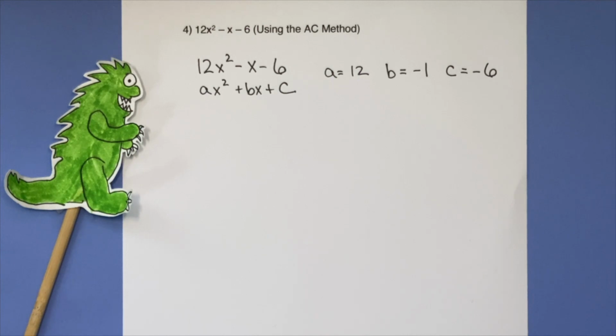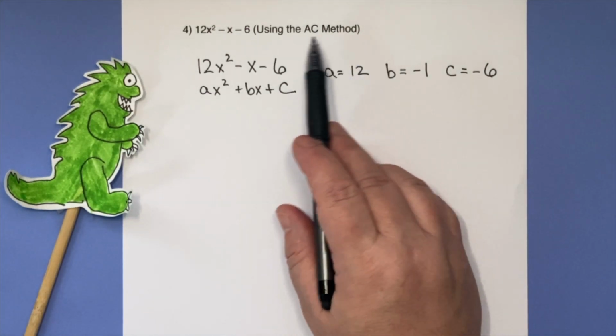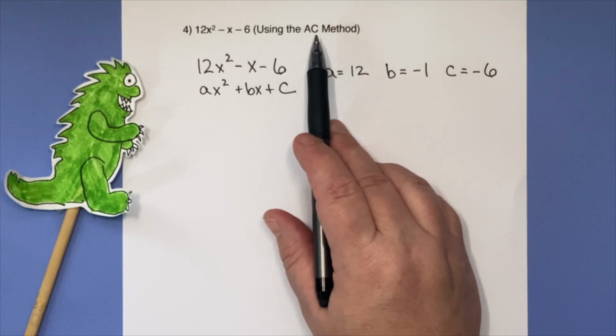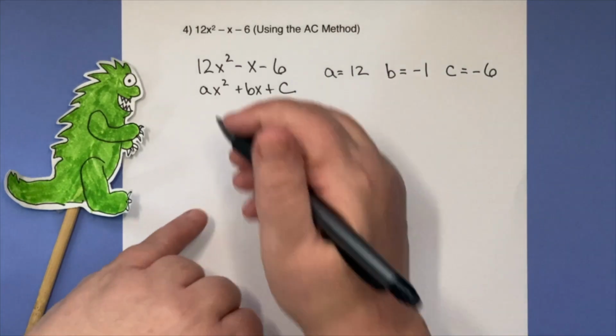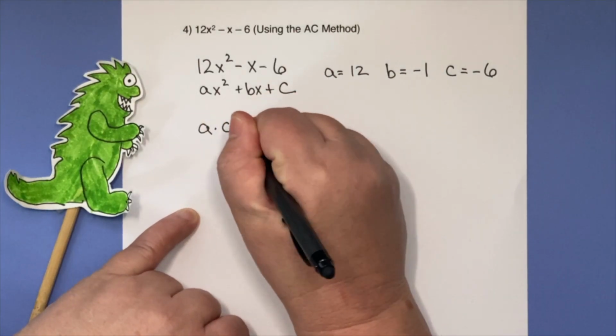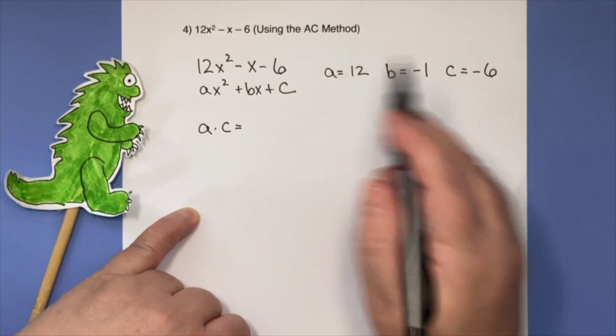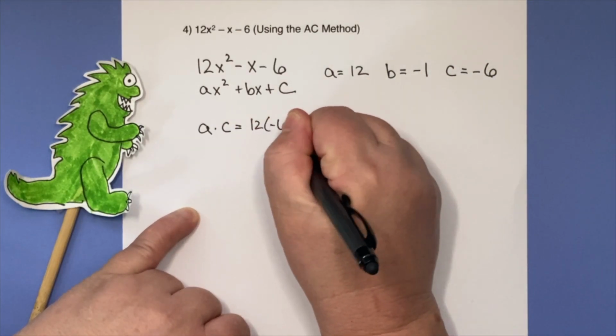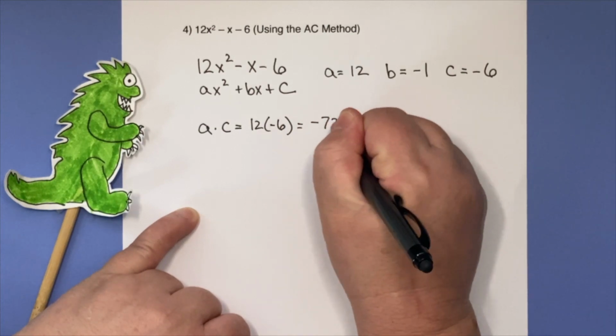And then, as is written in the title, so it helps you remember it, the very first thing you do is you multiply a and c. So I'm going to take a times c. So in this case, that's 12 times -6. And that's going to be -72.